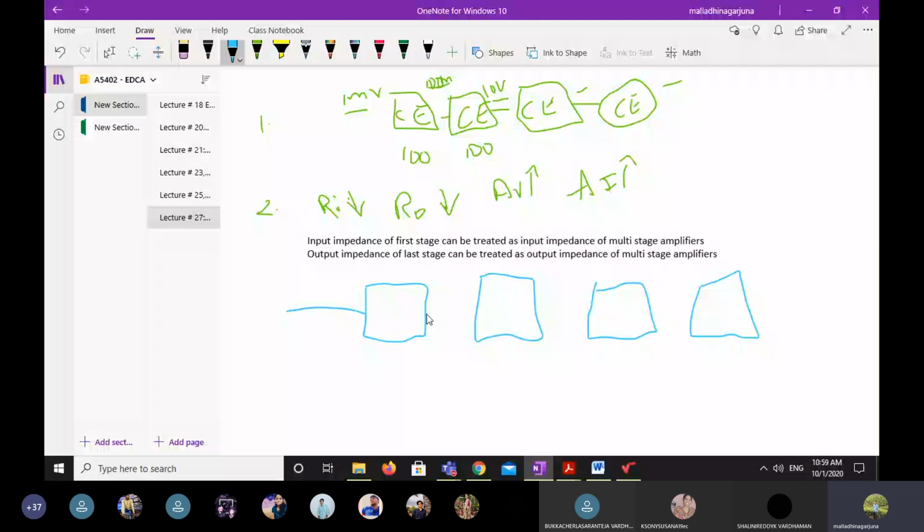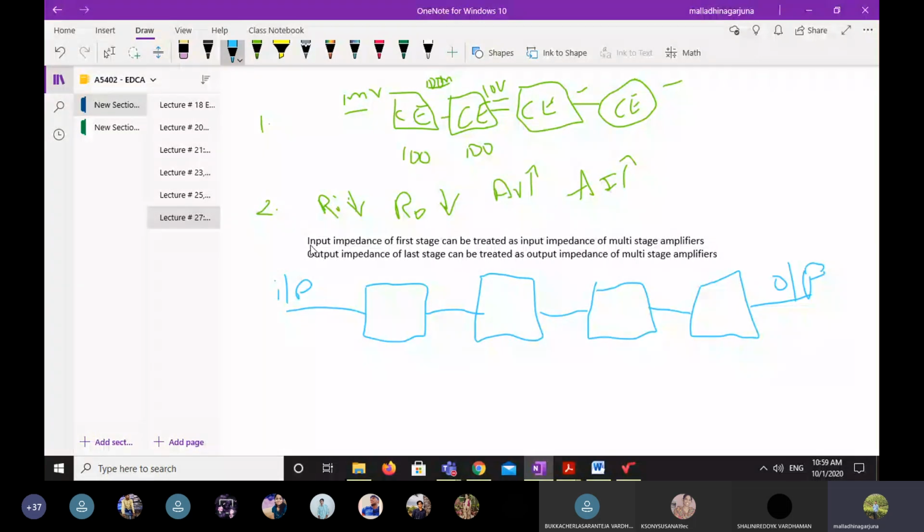What should be the first stage? See, the input impedance of the first stage can be treated as the input impedance of the multi-stage amplifier. So the first stage should be one which has low input impedance. So low input impedance I require. Which offers the low input impedance, CB or CC? Common base offers the low input impedance. Yes, my first stage should be common base.